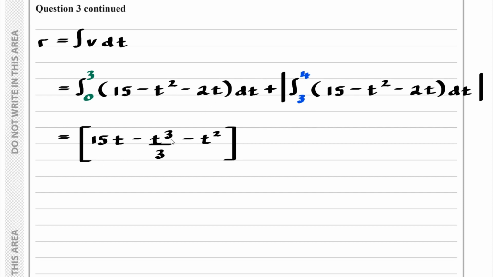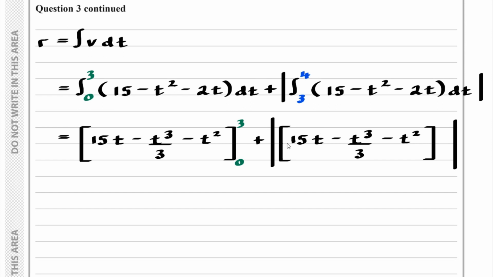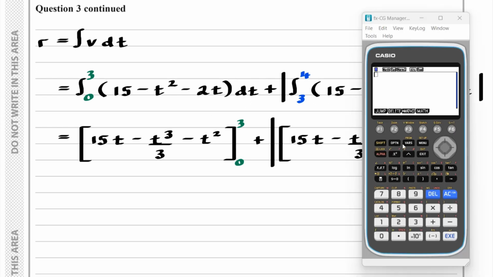up with 15t subtract t cubed over 3 subtract t squared, and I'm evaluating this from 0 to 3. And I add on to this the magnitude of the integral of 15 subtract t squared subtract 2t, which is 15t subtract t cubed over 3 subtract t squared, which is being evaluated from 3 to 4. So if I substitute in t equals 3, I have 15 times 3 subtract 3 cubed over 3 subtract 3 squared, which is 27.